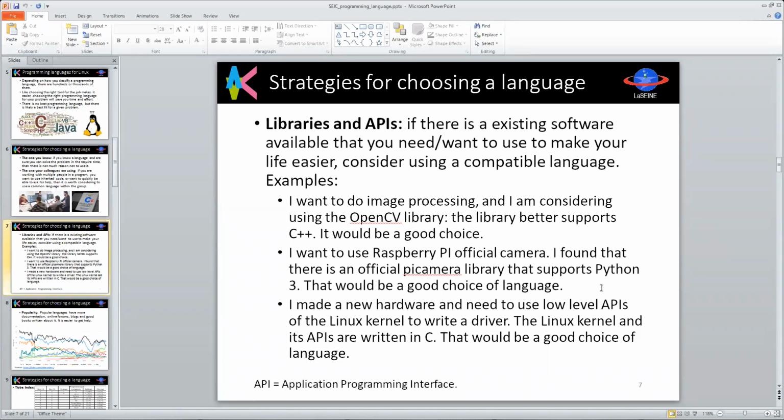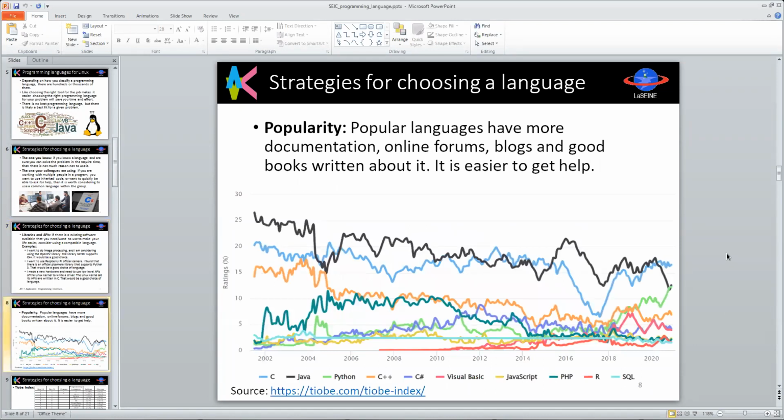Then, moving to a different point, it should be considered when choosing a language. The popularity of programming languages changes over time, right? So it's important to choose popular ones over unpopular ones, since there is more documentation, online forums, blogs, and good books written about it. And it is easier to get help. So you can find similar problems to what you're facing and find solutions online, right?